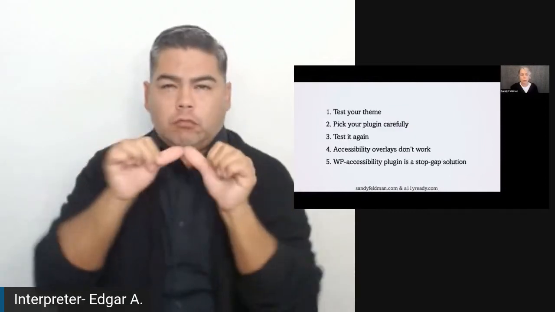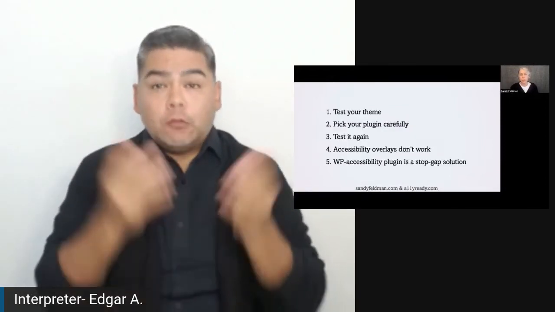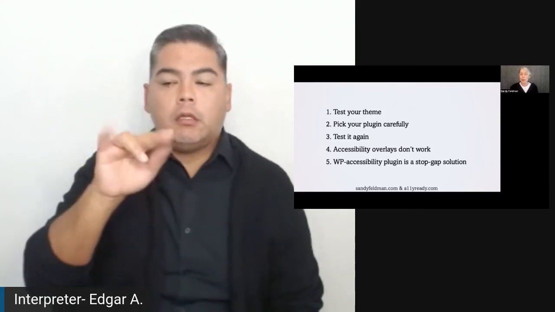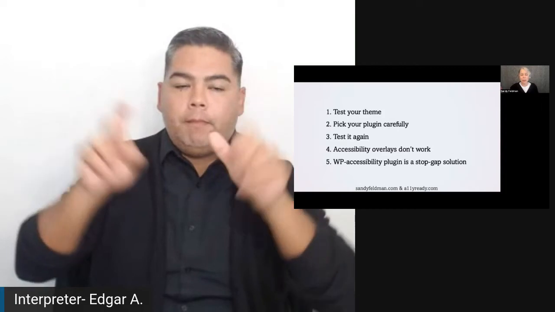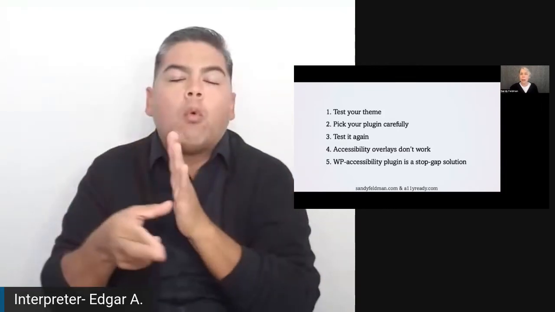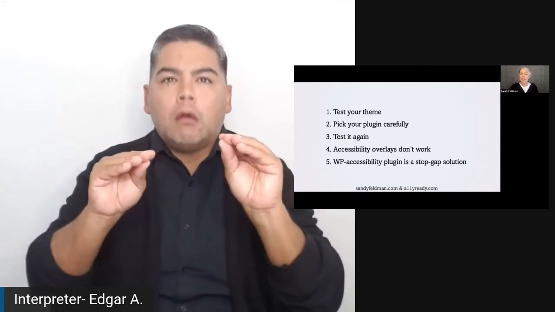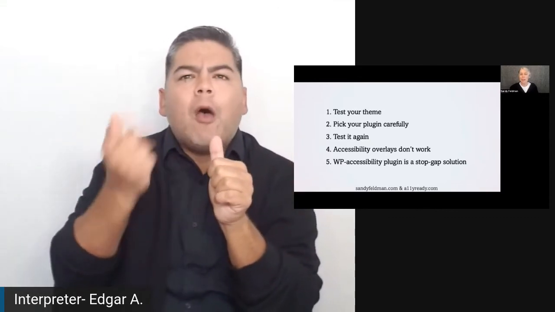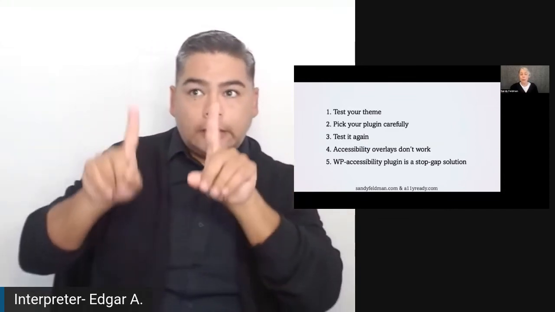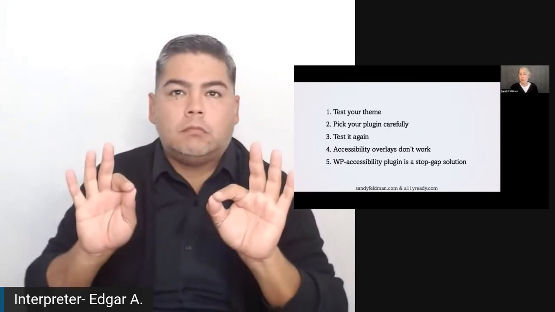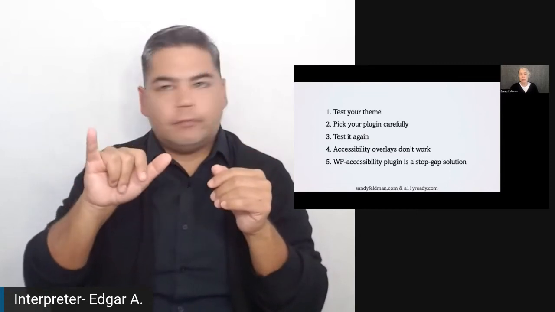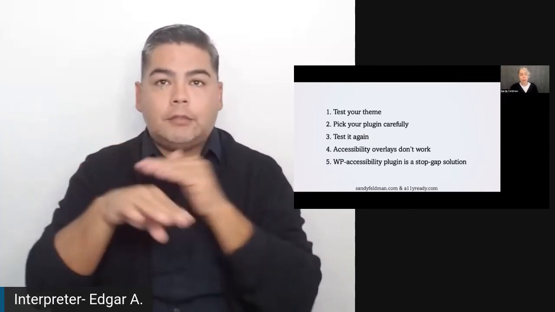So again, for accessibility and plugins, that relationship, you test your theme, you pick your plugin carefully using the reviews and the number of installs and when it was updated last and how many users are using it. Install it, activate it, test the site again, see if it made trouble or not. And accessibility overlays do not work. And the WP accessibility plugin is a stopgap solution.